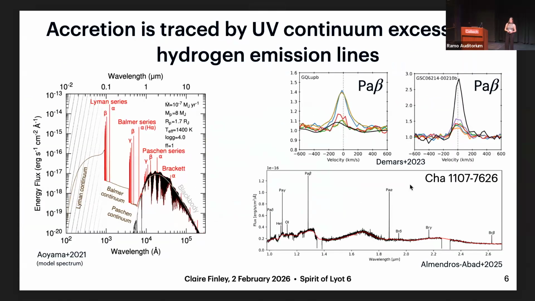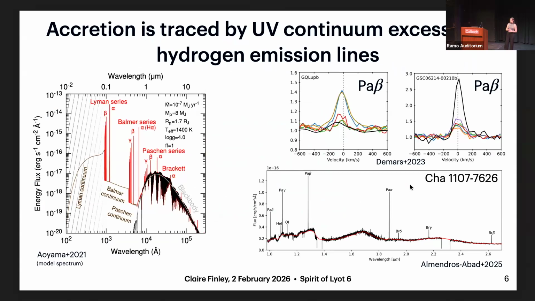To characterize the accretion properties of a system, the best thing you can do is search for an excess of emission in the UV, Lyman, Balmer, and Paschen continua, like what is shown on this model spectrum on the left here that is indicative of an accretion shock.